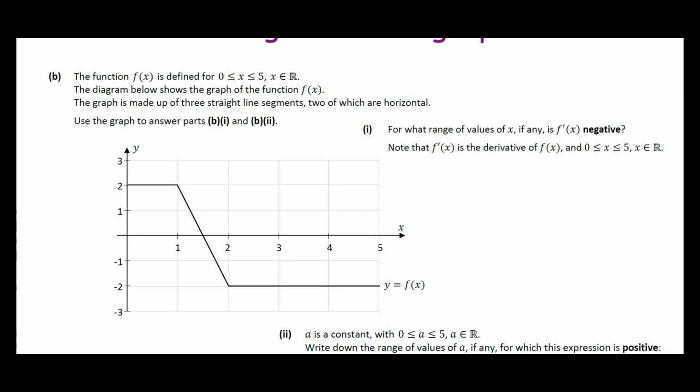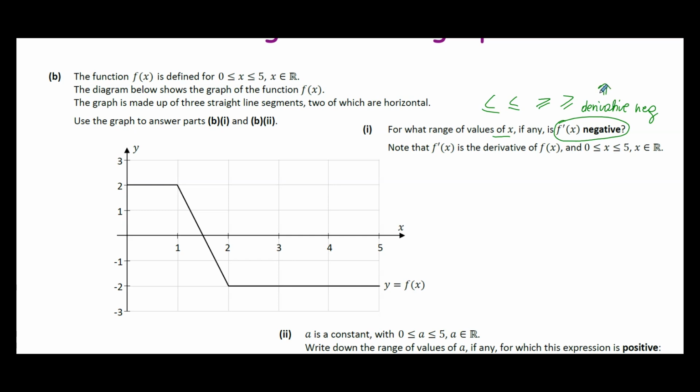So let's have a look. For what range of values of x? When they say range, we are looking at x being greater, equal, or less. For what values of x is f prime of x negative? So what are they saying? When the derivative is negative.